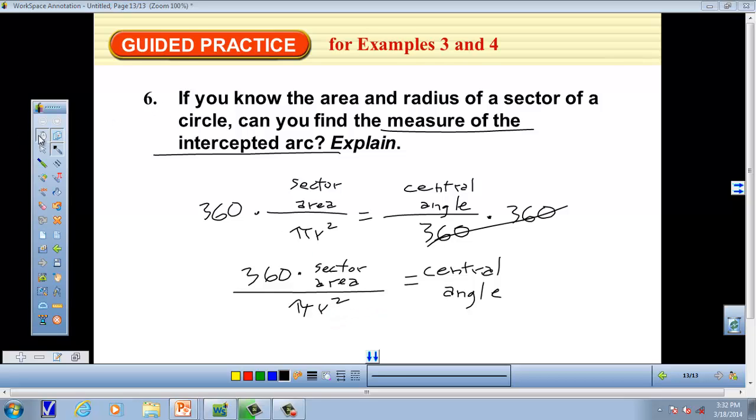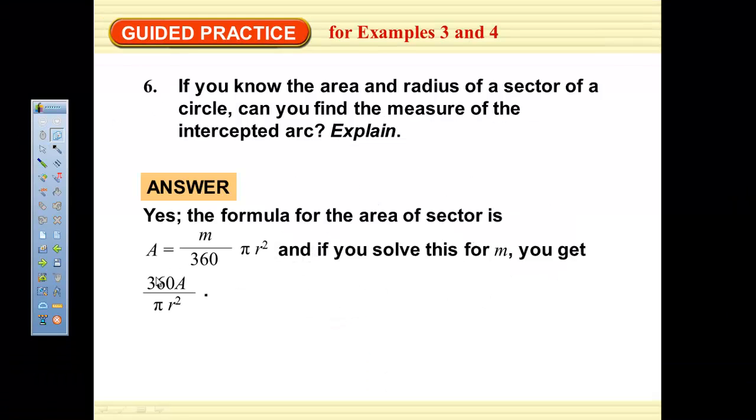Okay? So that would work. And again, that's what they're saying here. 360 times the sector area, over pi r squared.